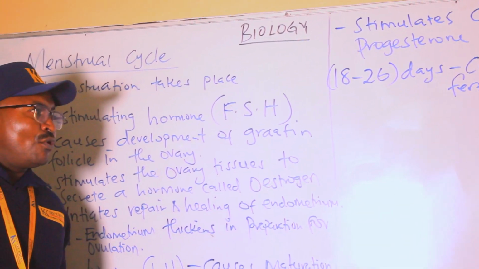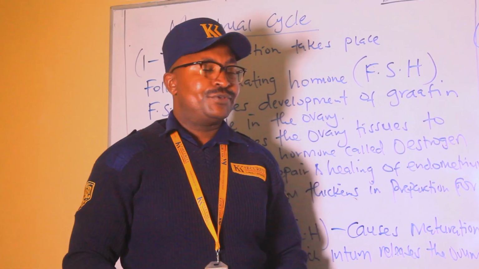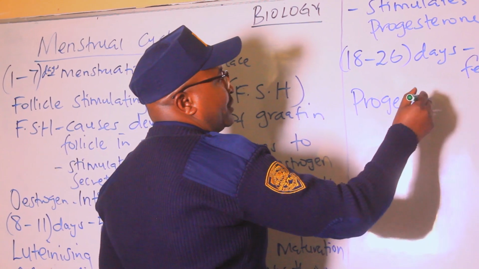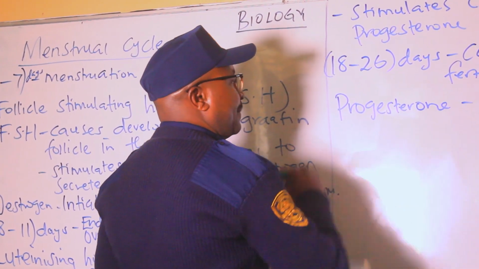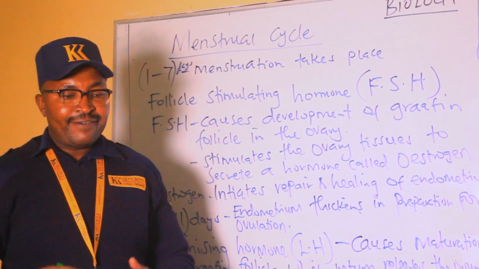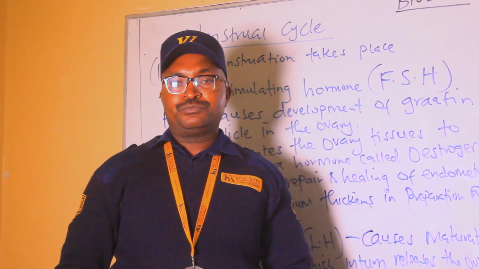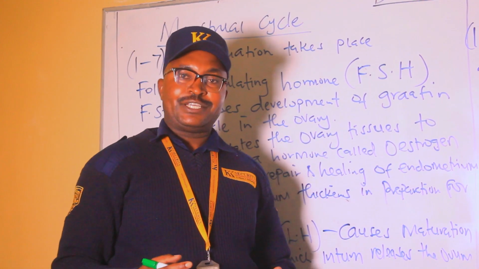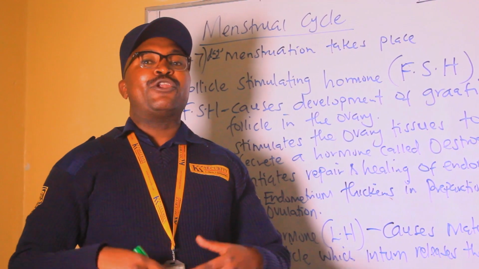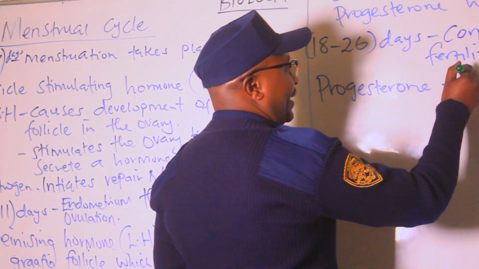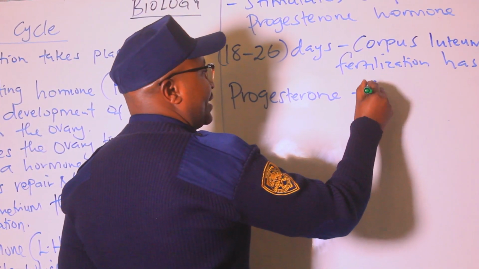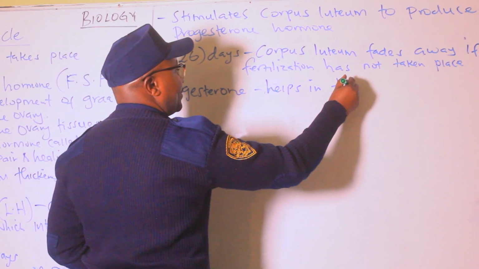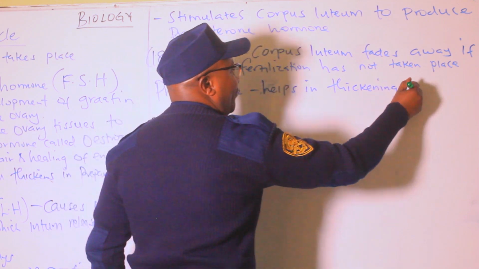Let us now come to the progesterone hormone and see what it does. The first function of the progesterone hormone is that it stimulates or helps in the thickening of the endometrium.